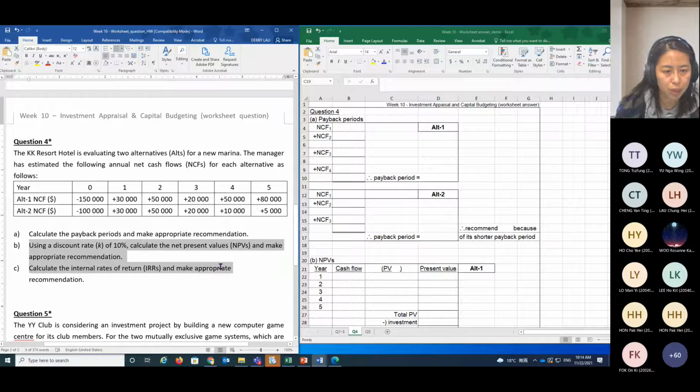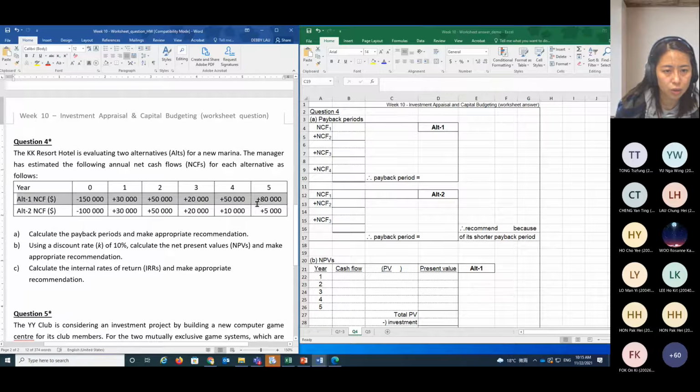For question 4 I would like to attempt the question part B and C, which is NPV and IRR during the lesson. So please do the part A as a take-home assignment. So KK Resorts Hotel is evaluating two alternatives for the new marina, and the manager estimates the following net cash flow for each alternative as follows.